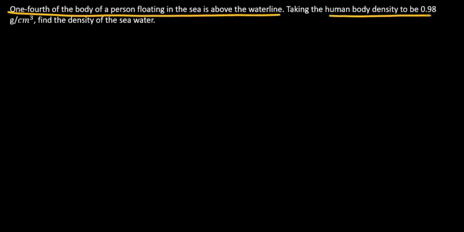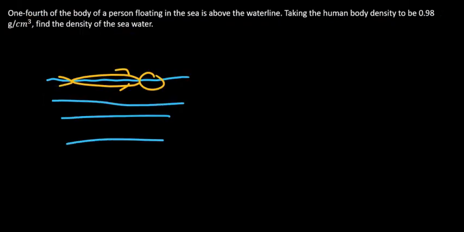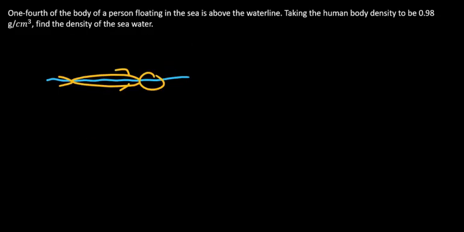Taking the human body density to be 0.98 gram per cubic cm, find the density of the seawater. So this is a schematic diagram. So that is the seawater, and this person is floating on it. Let's label the free body diagram. So first of all, you have the weight of this person.